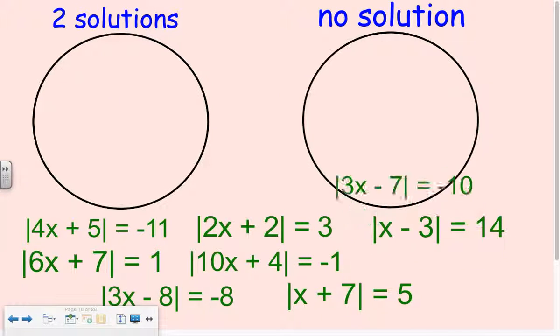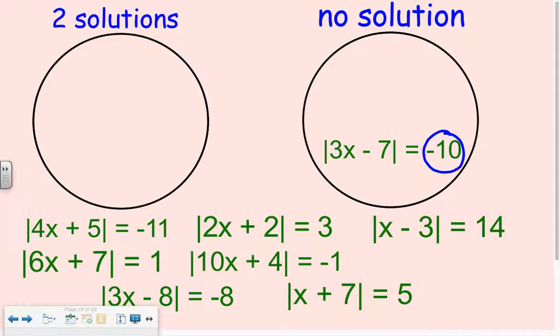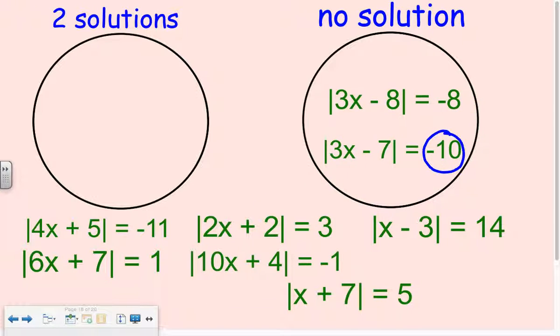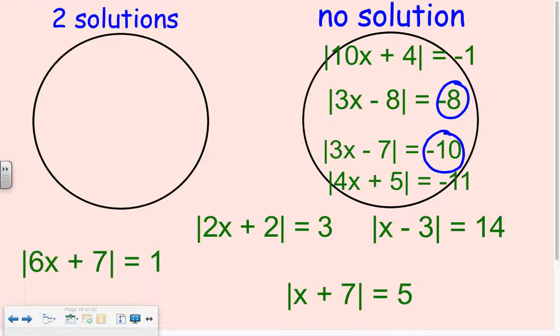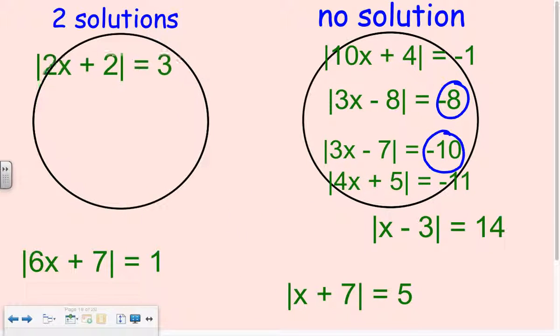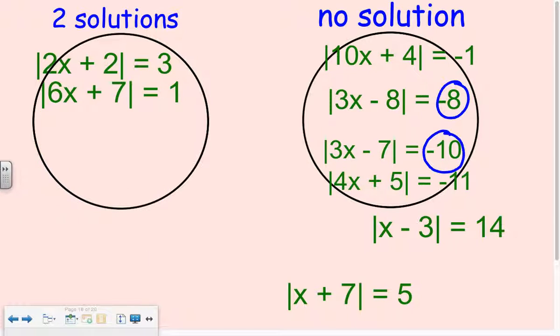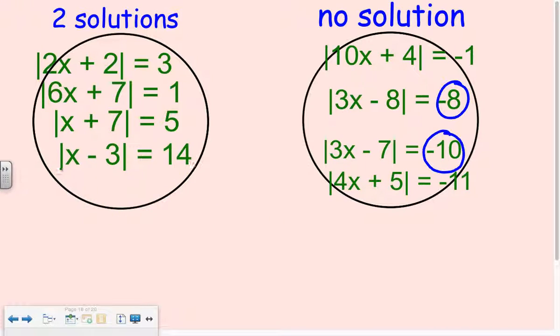So let's look for where we see a negative solution. -10, can't have that. No numbers can make an absolute value negative. That wouldn't work. This one. And this one. So all of ours with positive solutions, +3, +1, +5, positive 14, they all work. Negative 1, nope. Negative 8, negative 10, negative 11. Those are all no solution.